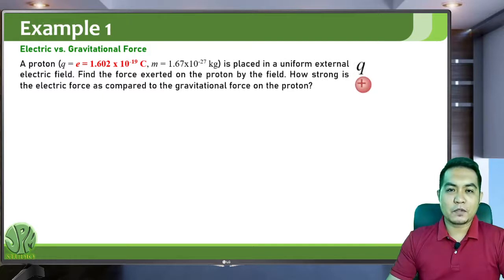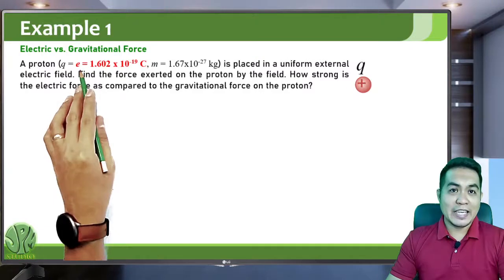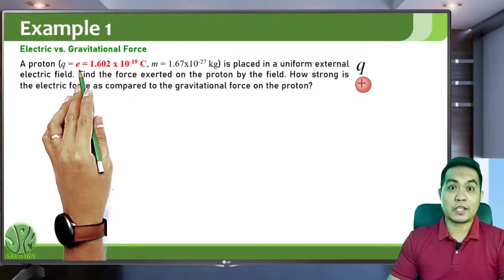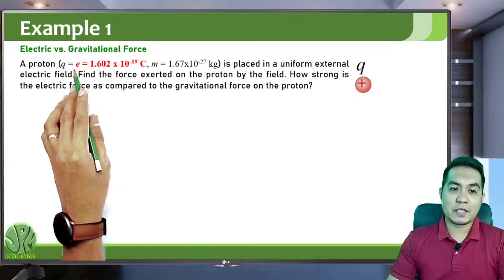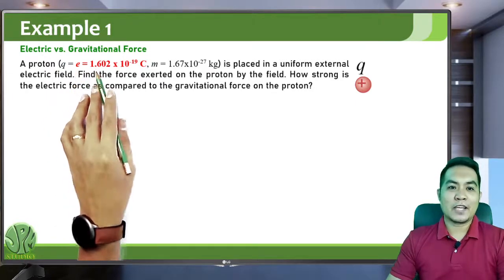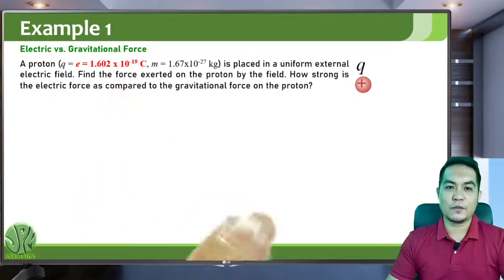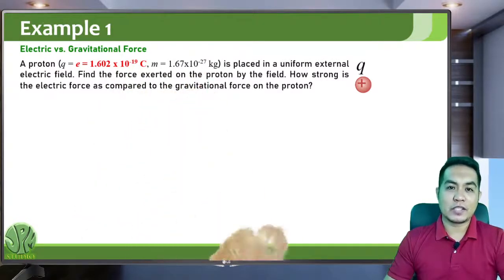So we have a proton. The charge of the proton Q is equal to e. So e is what we call the natural quanta of charge. This is actually the magnitude of the charge of a proton and an electron. So a proton has a charge of positive e, an electron has a charge of negative e, where e is equal to 1.602 times 10 to the negative 19 coulombs. The mass of the proton is 1.67 times 10 to the negative 27 kilograms.